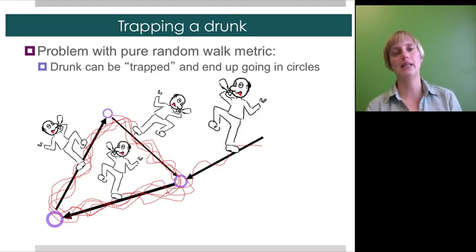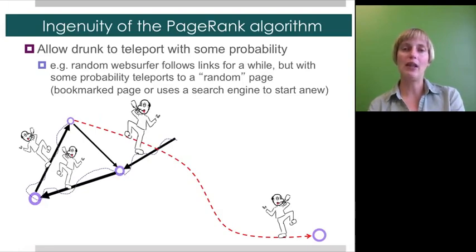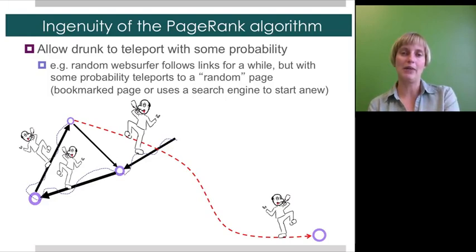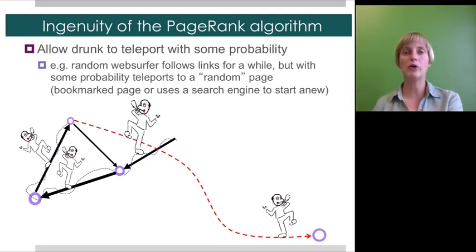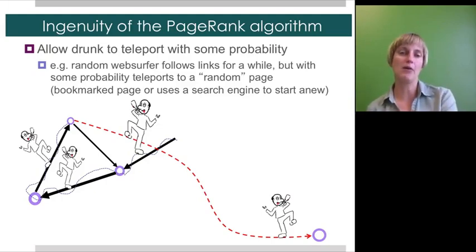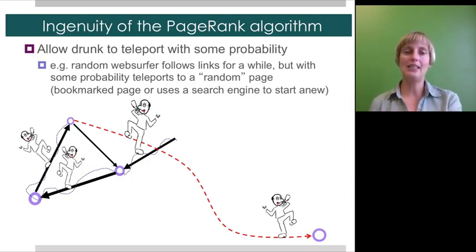So the very cool insight that these two guys, Page and Brin, had was to allow for random teleportation, which is that with some probability the drunk is going to follow an edge when he arrives at a node, but with 1 minus that probability, he's just going to teleport to a random node in the graph. And this solves the problem of getting stuck, but it still captures this: the important pages are the ones that are linked to by important pages.